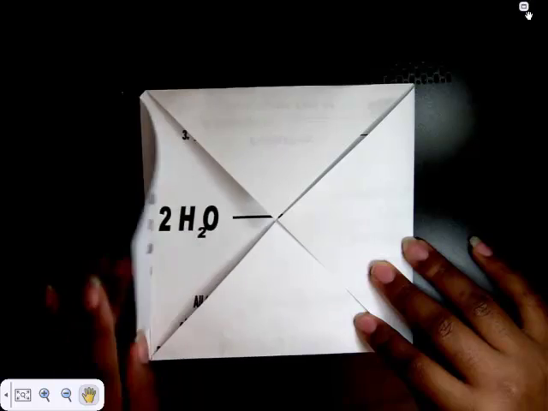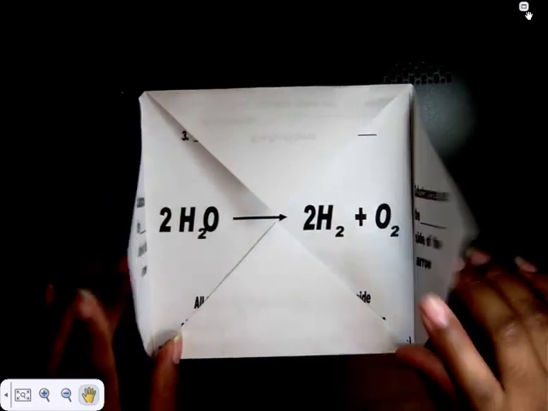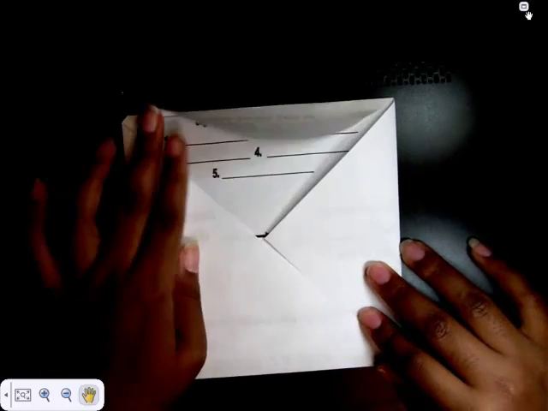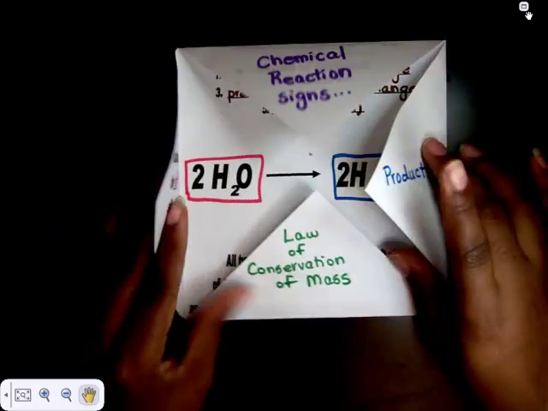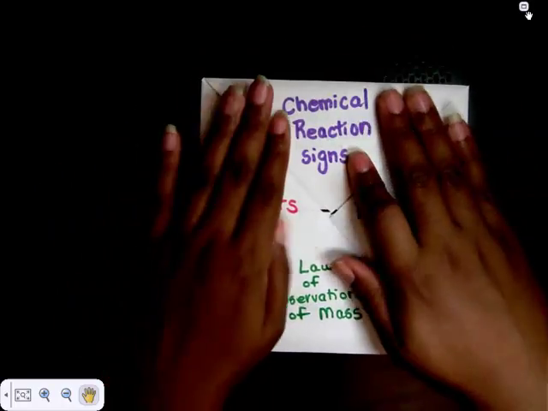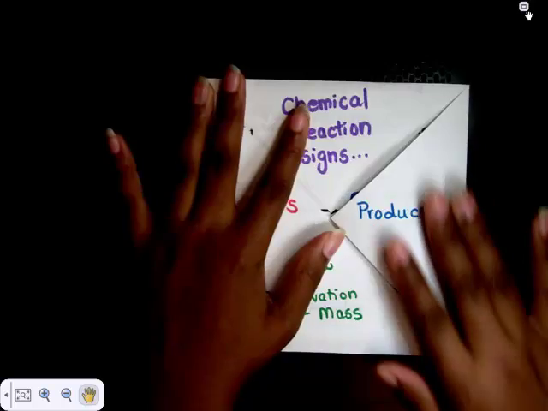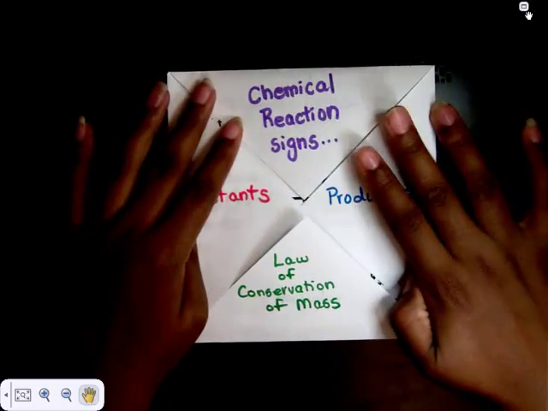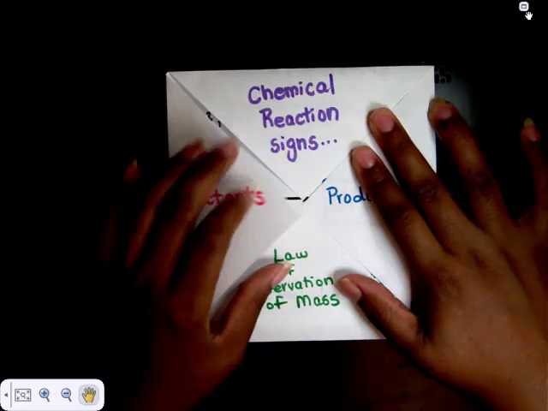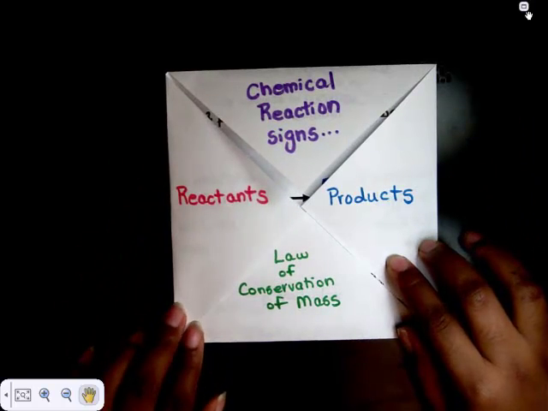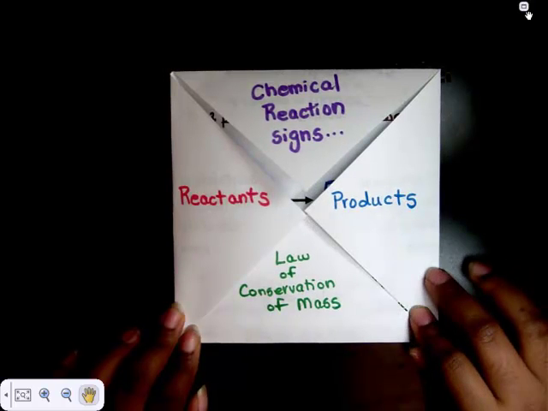So now you should have a foldable that looks like this. I want you to make sure that it's right side up so that when you're writing on the flaps, you're doing it correctly. So once again, make sure that it's right side up so that you're not writing upside down or sideways. And go ahead and put these 4 titles. We have chemical reaction signs, reactants, products, and the law of conservation of mass.